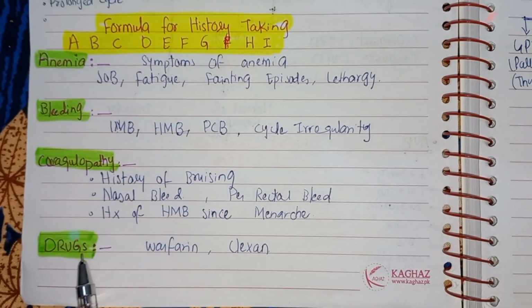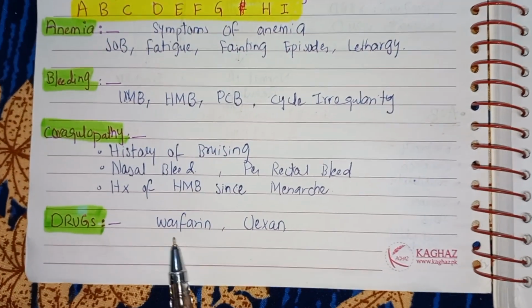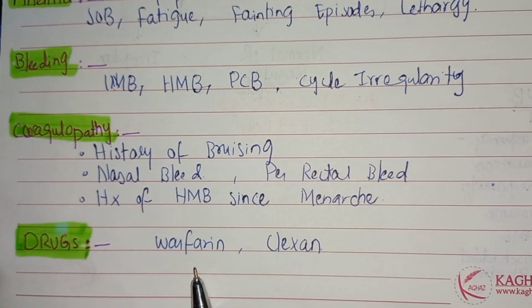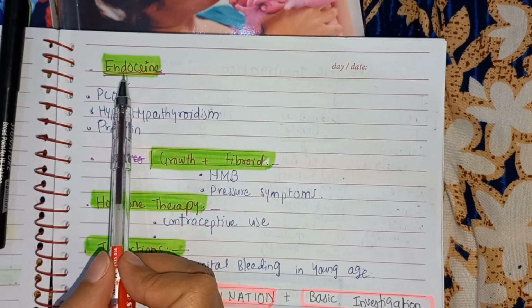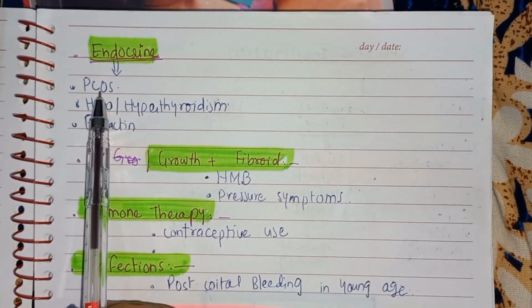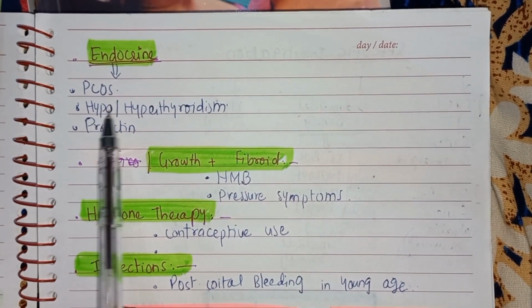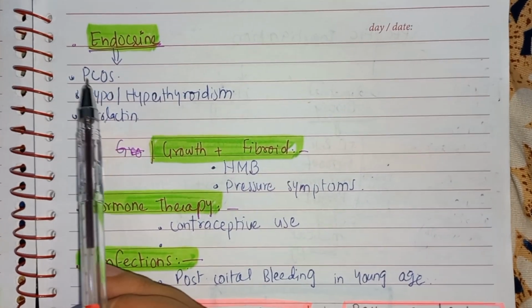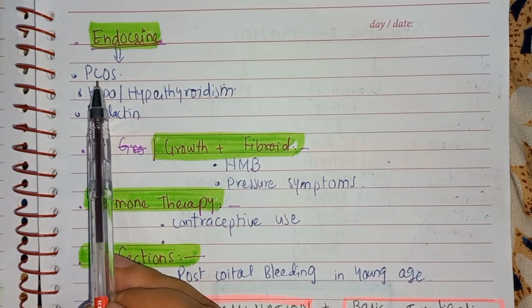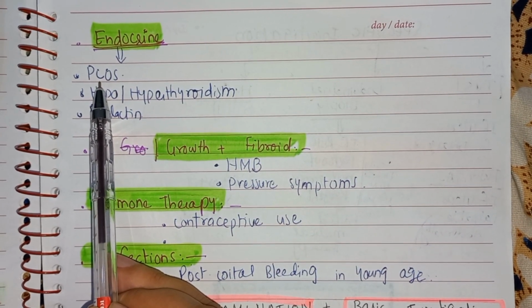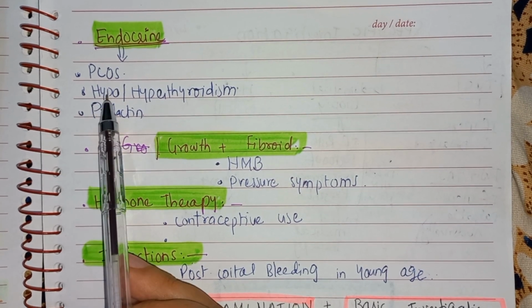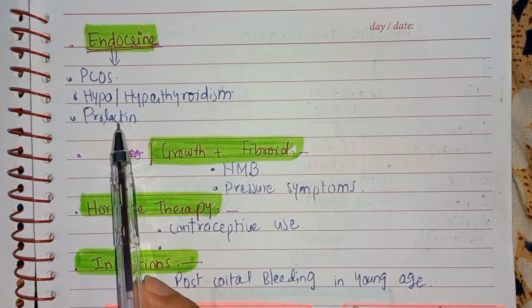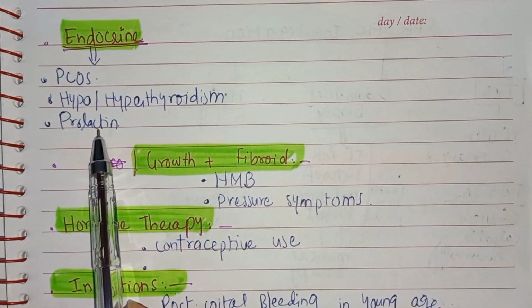D stands for drugs. Always ask about any drugs like warfarin and Clexane that may cause bleeding problems. E stands for endocrine problems, like those related to PCOS, hypo- and hyperthyroidism, and prolactin abnormalities. If a patient has PCOS, she may have delayed menstrual cycles, and a history of hirsutism or weight gain. For hypo- and hyperthyroidism, you need to ask about related symptoms, and for prolactin, ask whether there is any headache or galactorrhea.